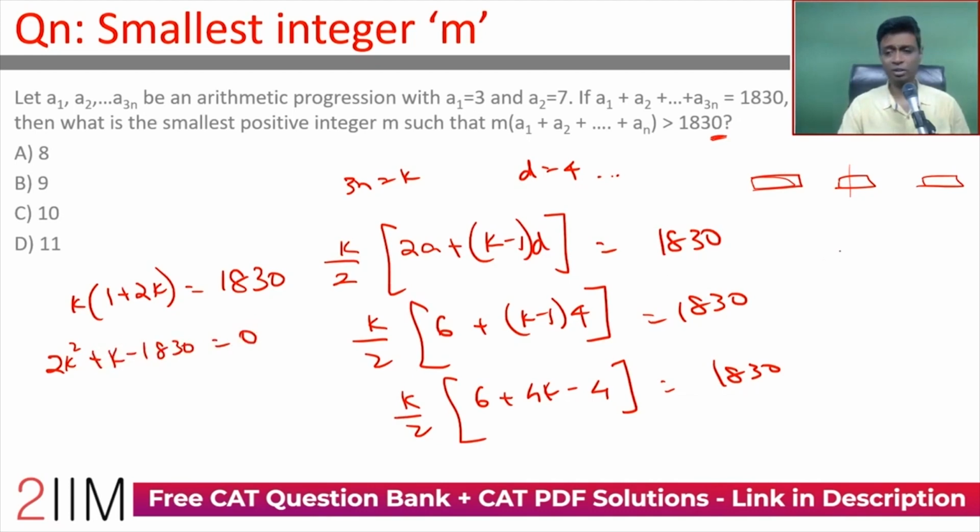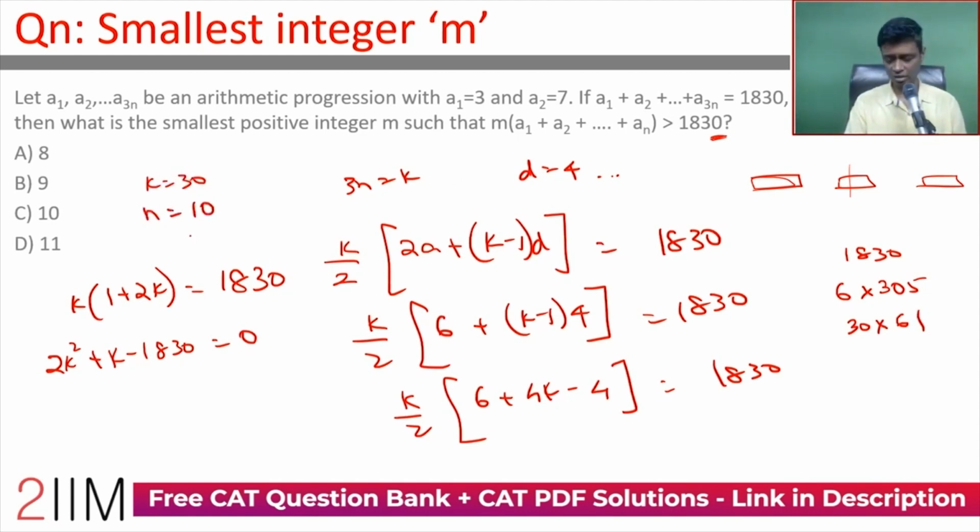1830, we need to factorize it between k and 2k plus 1. Between two numbers reasonably close by. And so let's divide this by 6. This can be written as 6 into 305. That's far away. 305 is 61 into 5. So 30 into 61 works. So k is 30. 3n is 30 or n is 10.